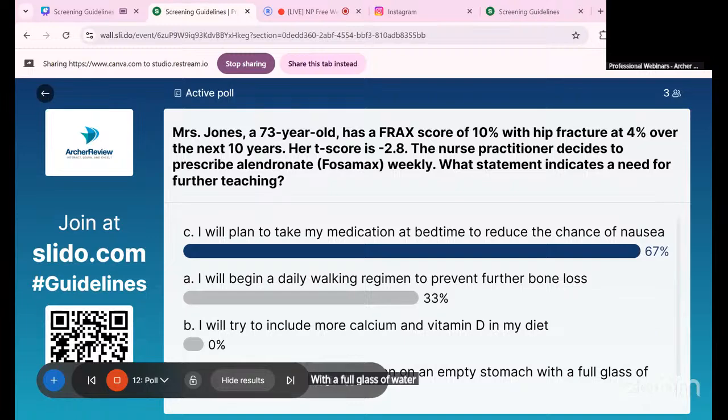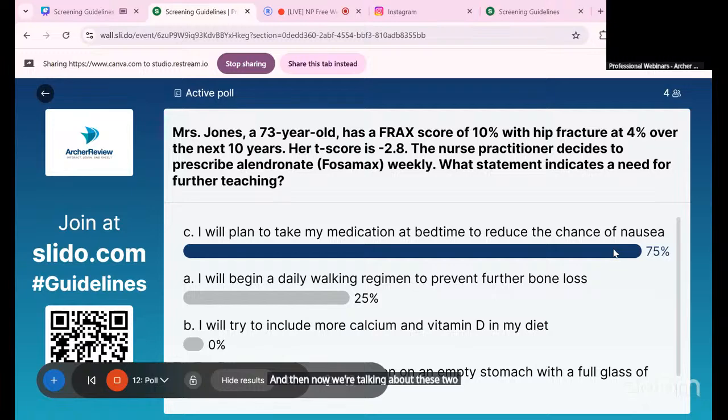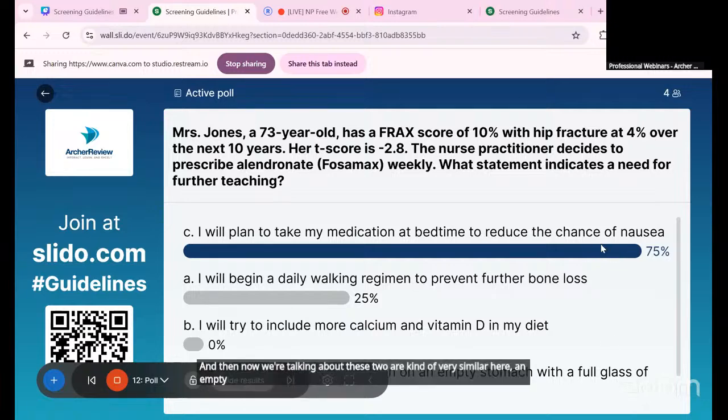So, what are you guys thinking that this patient needs to have teaching wise? So, we know that things like walking regimens, calcium and vitamin D are going to be helpful. So if you're doing test taking strategies, we can already know that those two are probably going to be correct. And then now we're talking about these two that are kind of very similar here, an empty stomach or taking the medication at bedtime. So if you guys know how these bisphosphonates are taken, you know that absolutely right, planning to take the medication at bedtime is not going to be correct, but rather this patient needs to take it on an empty stomach with a full glass of water.